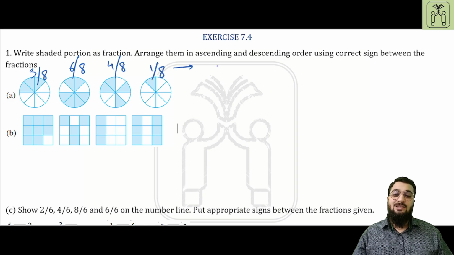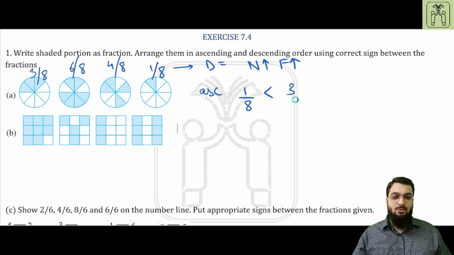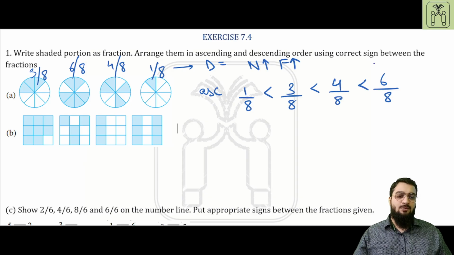So as you can see that over here the denominator is same, and if the denominator is same, you know that the greater the numerator, greater the fraction. Therefore, if you write it in ascending order, then that will be 1 upon 8 is less than 3 upon 8 is less than 4 upon 8 is less than 6 upon 8. And for descending order, you can just reverse the order.